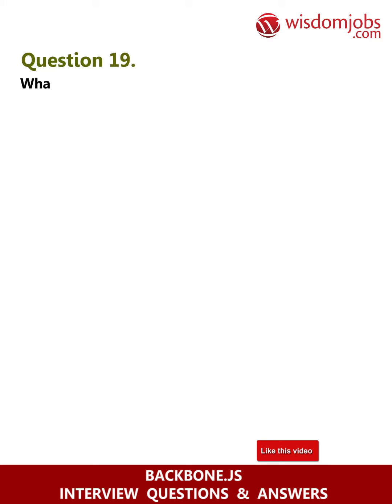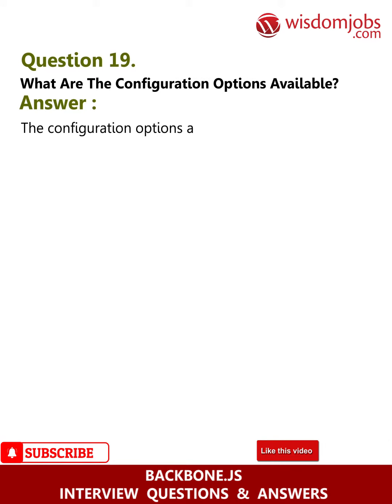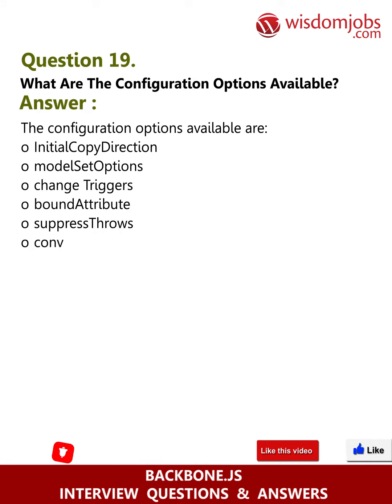Question 19. What are the configuration options available? Answer. The configuration options available are initial copy direction, model set options, change triggers, bound attribute, suppress throws, converter.